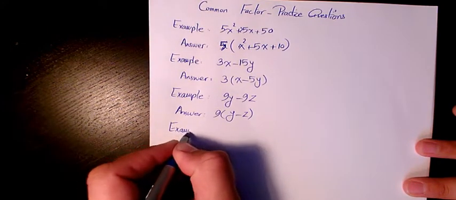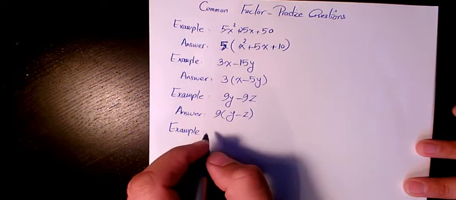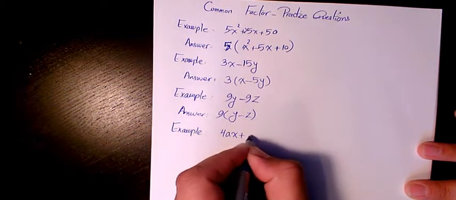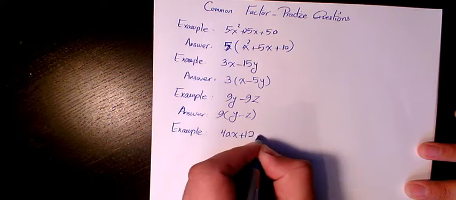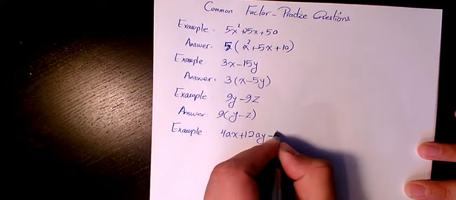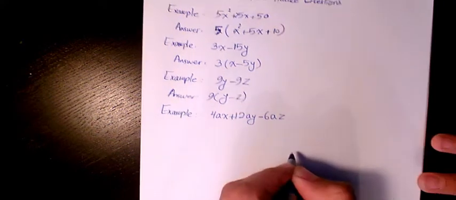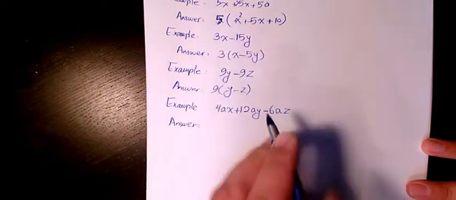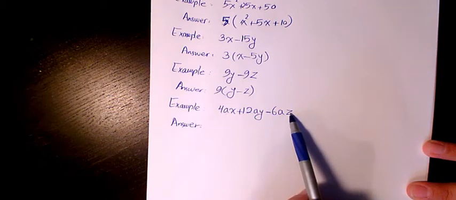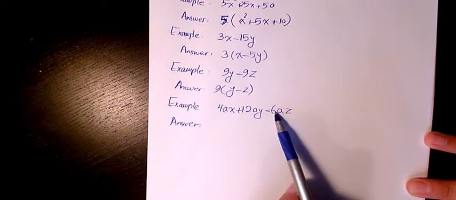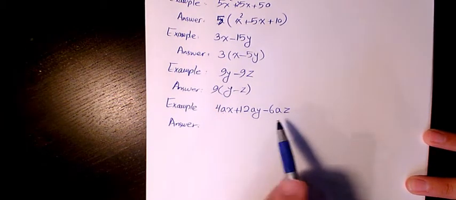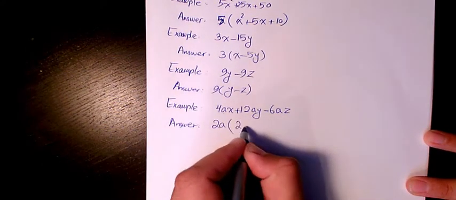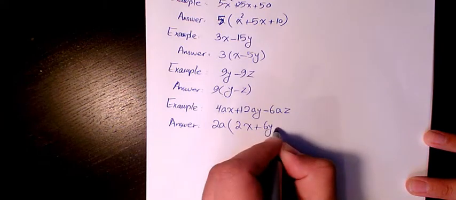Next example, we have 4ax plus 12ay minus 6az. As you see here, a is common between all of them, and all these numbers are multiples of 2, so they are all even numbers. So I can factor 2a, and it's going to be 2x plus 6y minus 3z.